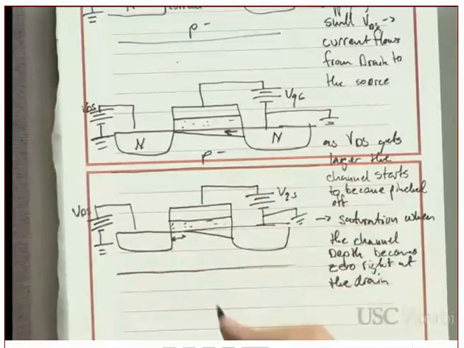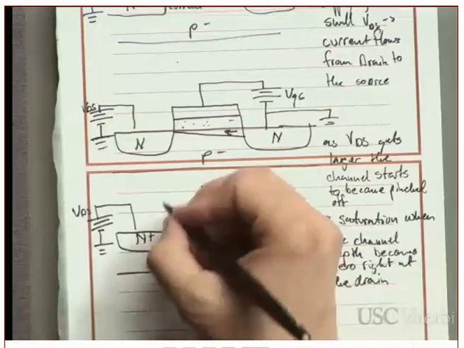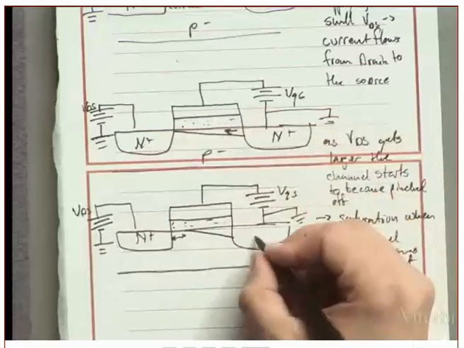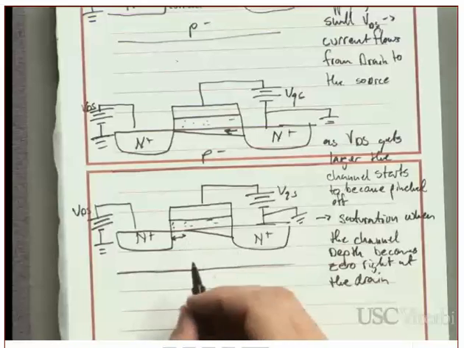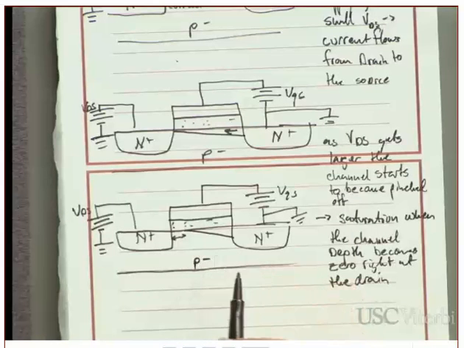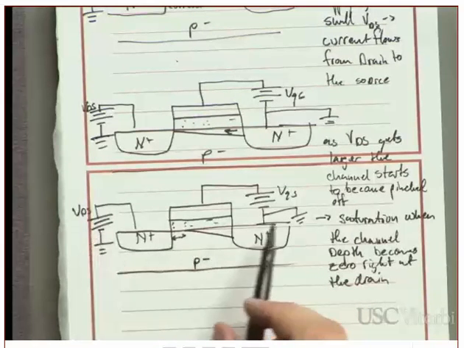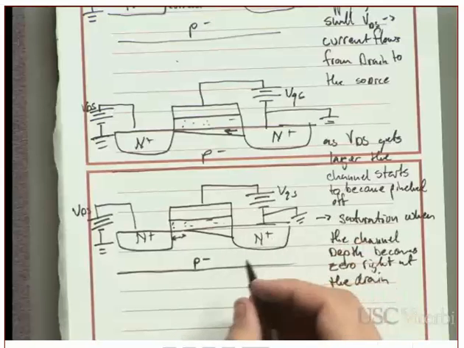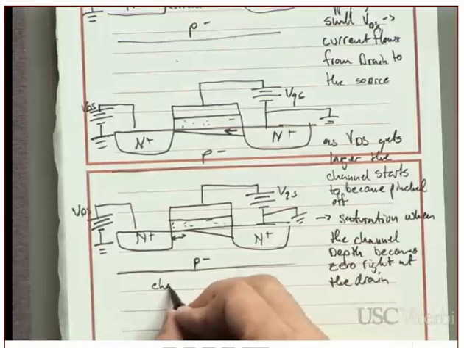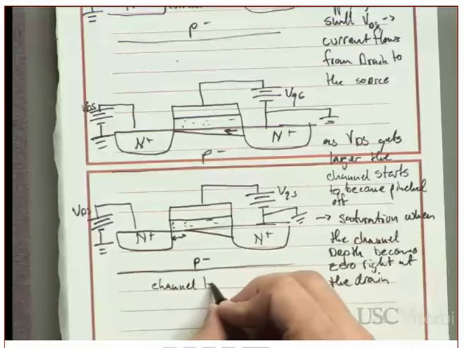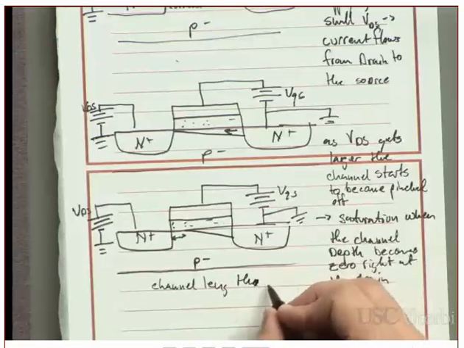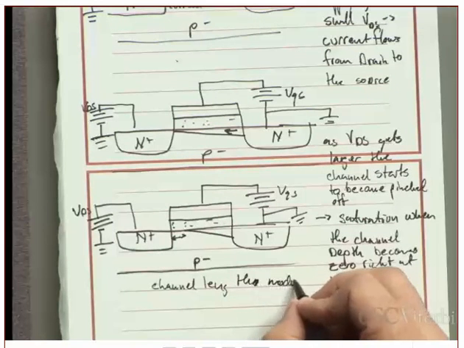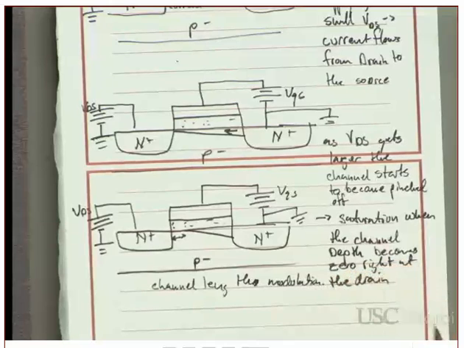And if you remember channel length modulation, this is exactly what's happening. The channel length has now actually been changed by applying such a large voltage here that it overcomes VGS. So this is what we mean by channel length modulation. There's no E in modulation.